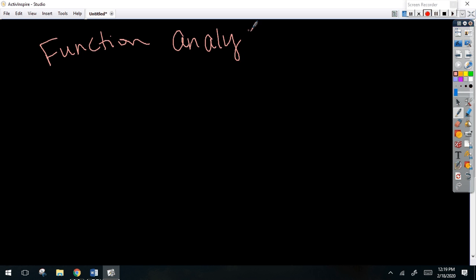Let me give you, this is still function analysis. I do feel like we've been doing it for a long time. Let me give you a picture. I think it's easier if I give you a picture of a graph, and let's talk about what we see.